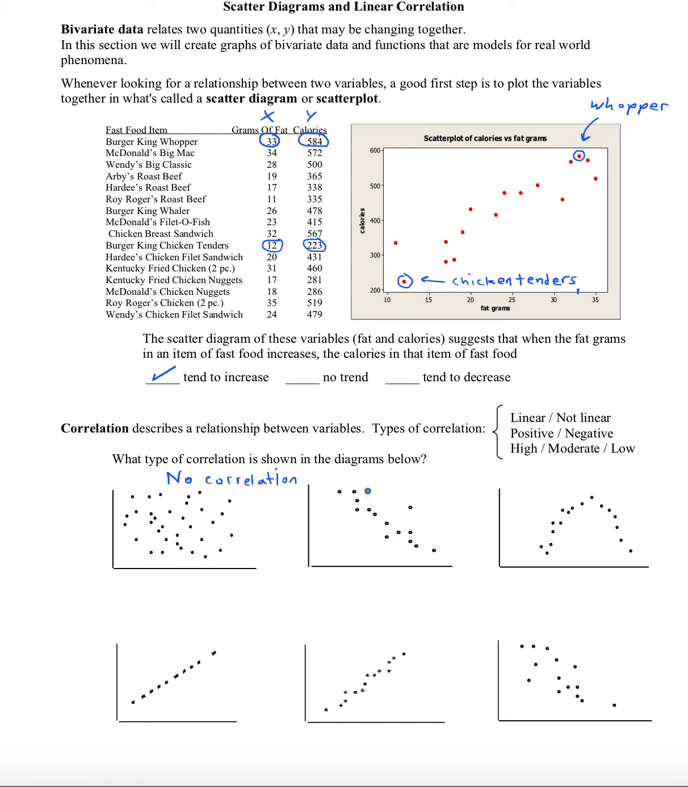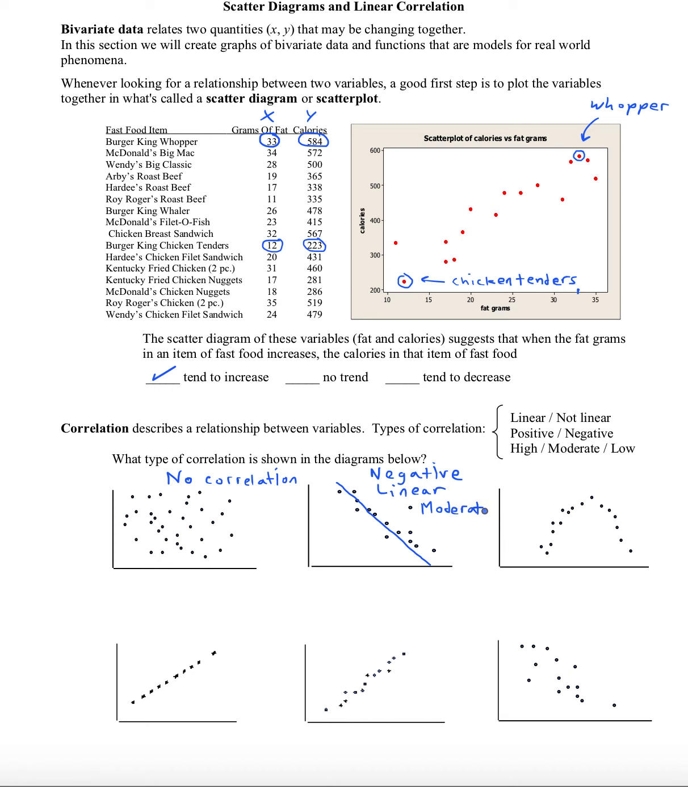This next one, the data looks like it could fit a line somewhat. If we were to draw a trend of the data, it appears to be sloped downward. For that reason, we'll call it negative and also linear. Even though it's not a perfect line, a line could be a good mathematical fit for that data. And we might say low or moderate. It's kind of a judgment call.